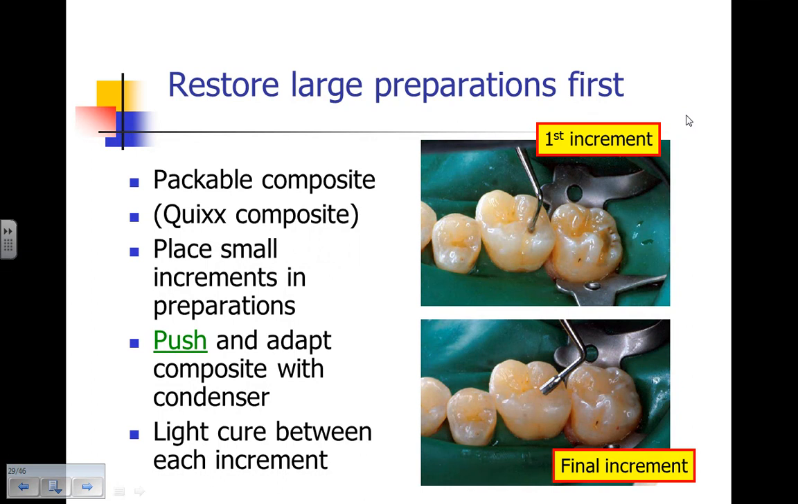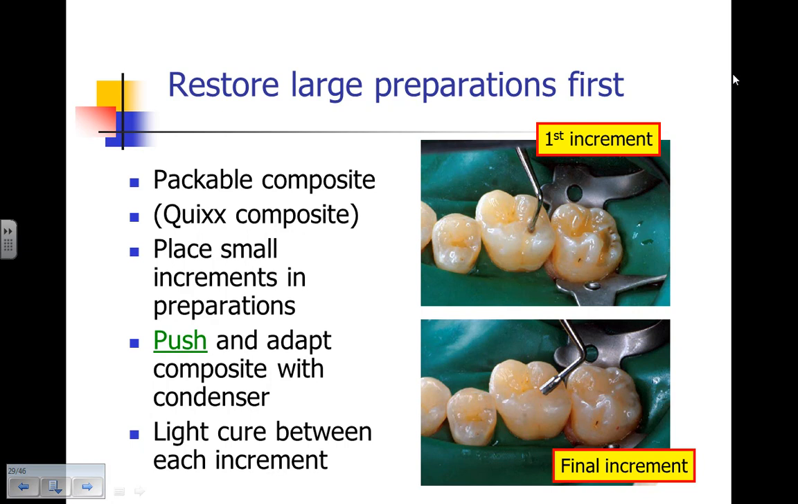In this case, we're using a packable composite for the conventional preparations. We're applying it in increments of no greater than 2 millimeters. We're pushing it and adapting it with a condenser, and we're light curing between each increment of the composite. The first increment is placed and light cured. The second increment is placed and light cured.